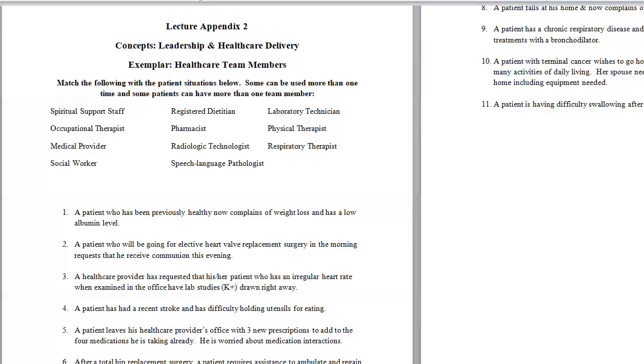Somebody that's losing weight, maybe we would bring in a registered dietitian, and of course the medical care provider or the healthcare provider would also be managing this patient's particular problems, okay? Number 2, a patient who will be going for elective heart valve replacement surgery in the morning requests that he receive communion this evening. So think about who that would involve. Oh, very good. Spiritual support staff.